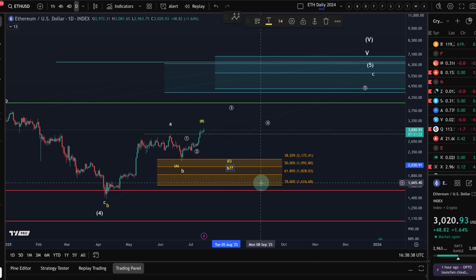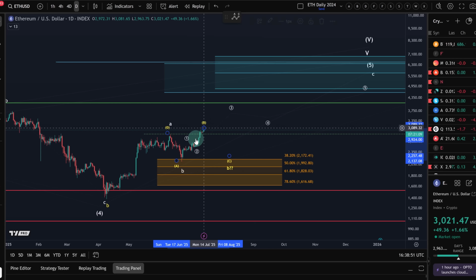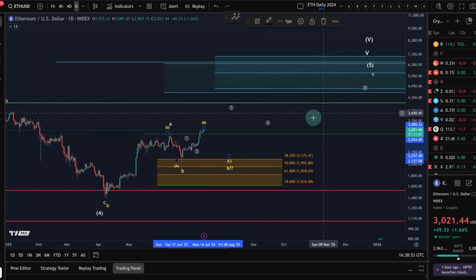So I don't want to change it, because we still need to be aware of what is the relevant main support area that keeps the bull market alive, also for Ethereum. And it's the same one, because B waves can overshoot. So I cannot rule out that this is still a B wave for now.